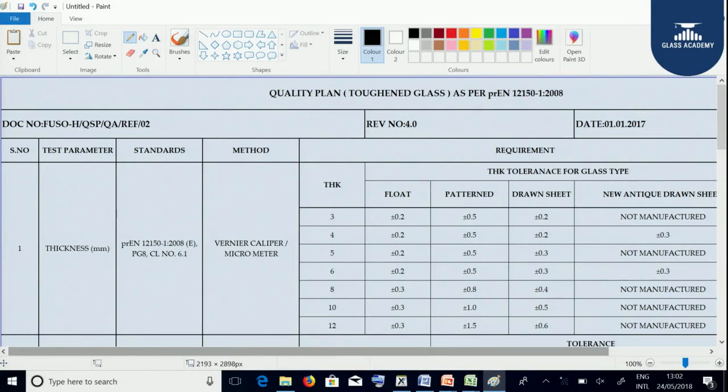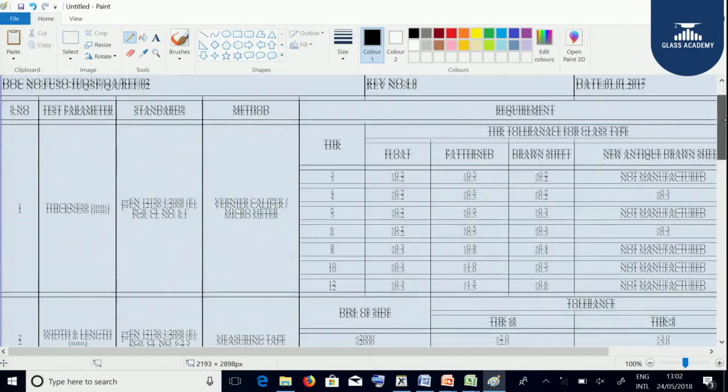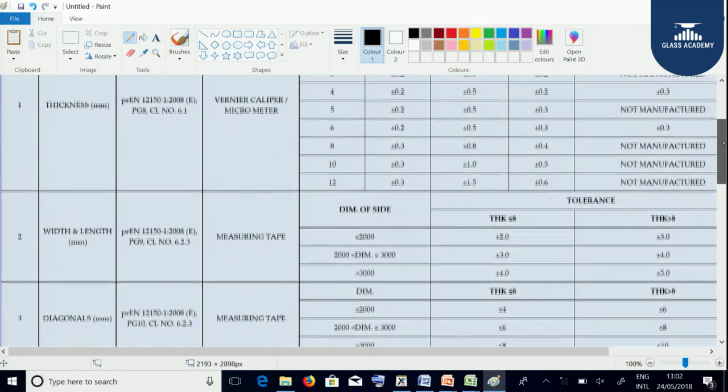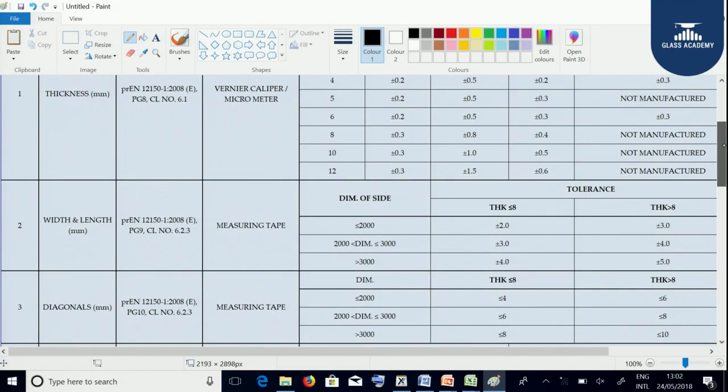Now we are going to see the quality plan that is applicable for a toughened glass, and the standard we follow is EN 12150. The glass coming to toughened glass is coming from cutting, grinding, washing. So what are all the standards applicable in cutting, grinding, washing that will be measured in the tempering as well?